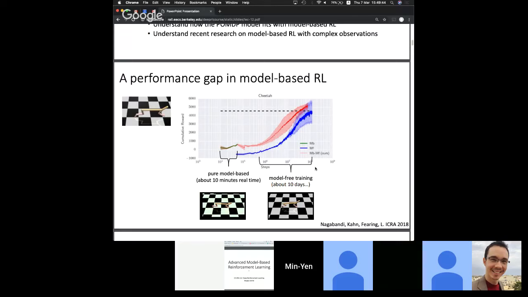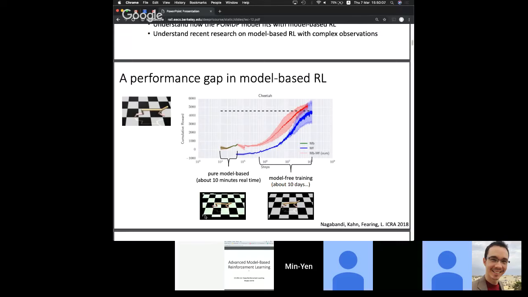So the point he tries to make is that after some 10 minutes of training, that model gains a decent amount of reward, which is in the ballpark of 500. But if you keep on training the model-free version for 10 days, after 10 days the reward is much more. So he gives 2 example videos with this half cheetah thing.